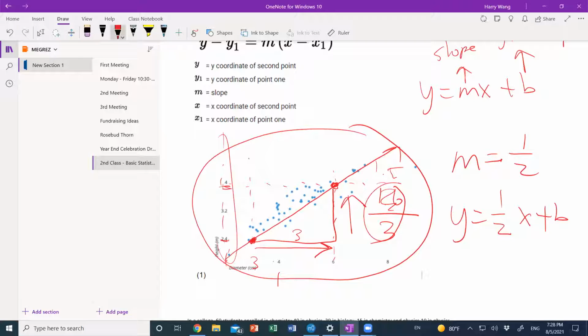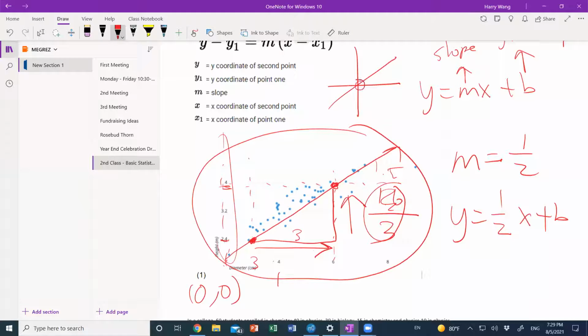But let's just assume that this point here is 0, 0. Let's just assume it's the origin. And so when this line passes through the origin, the origin is obviously the intersection of the y-axis and the x-axis. So to give you an idea, let's say our line is like this.